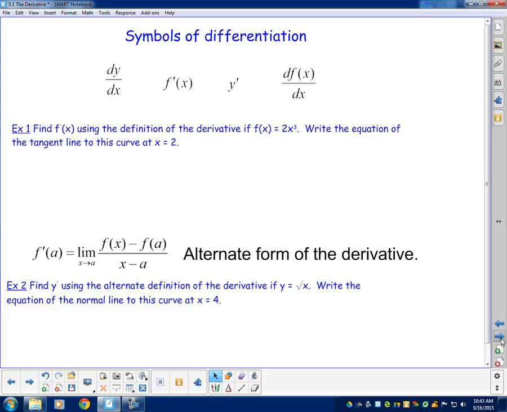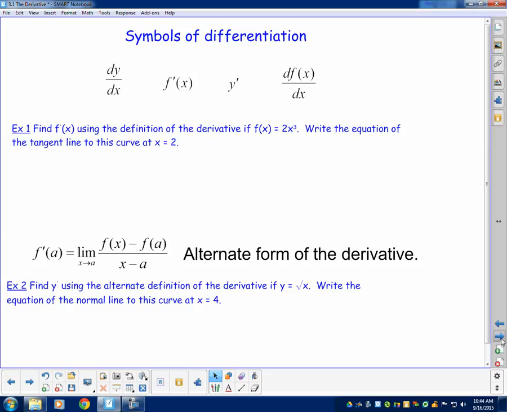y prime is another way to do it. So if you're not using f of x or g of x or h of x notation, you might just use y equals, and then y prime would be your derivative. This is not used terribly much in here, but df of x over dx. This is just replacing y with f. And all those are symbols that are used.